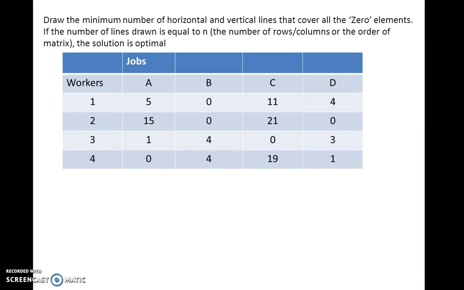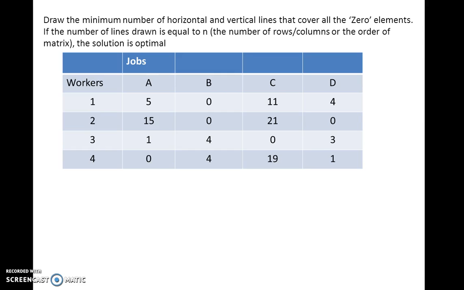Now here we have to consider a row or a column which has maximum zeros in it. If you look at the column B, we have 2 zeros. If you look at the row 2, we have 2 zeros. So you can consider any one of the 2 and draw a line. So we can draw a line like this.